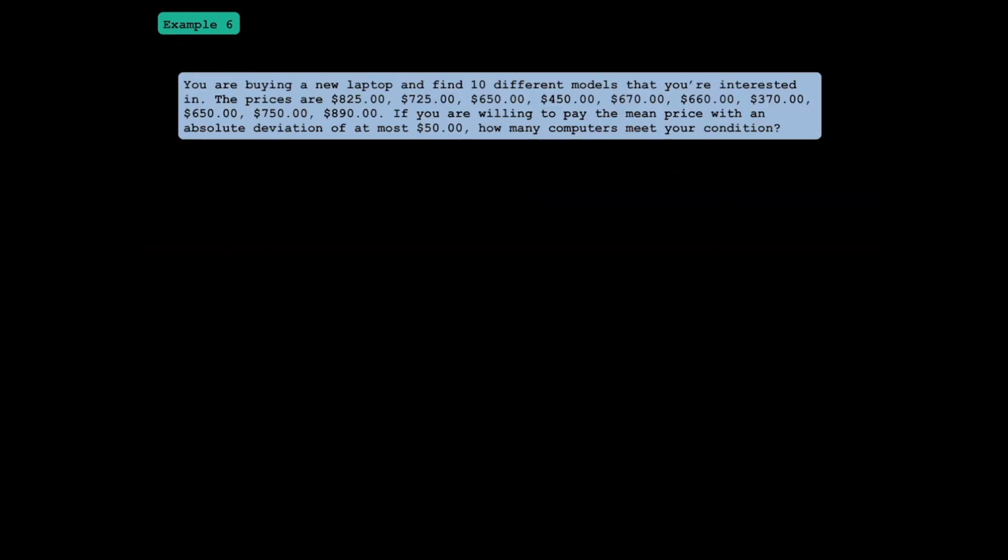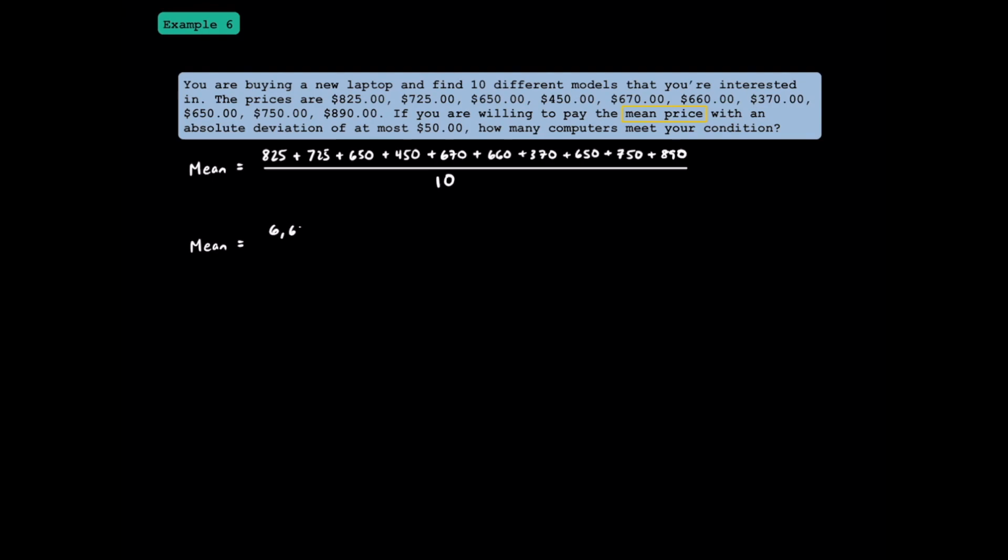And that brings us to example 6, our application word problem. Pause the video to read the question to yourself, then unpause it when you're ready to go over it together. Since we need to know the mean price, or the average price, we're going to have to add up the 10 different prices of the laptops and then divide that by 10. The sum of all the prices is $6,640. We're going to divide that by 10. The average price of a laptop is going to be $664.